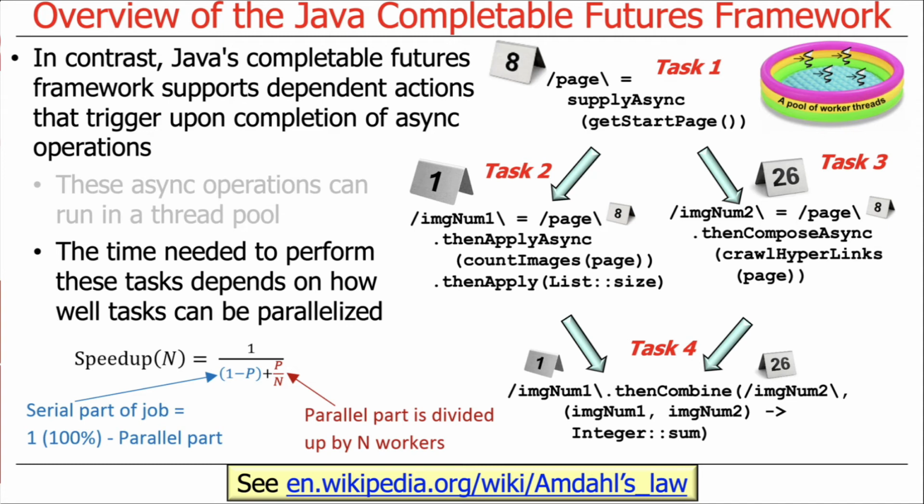Now, how long is it going to take to do these computations? Well, the time needed to perform these tasks really depends on how well the tasks can be parallelized. And this is something that's known as Amdahl's law. The speed up is basically a function of the part that you can parallelize based on how many workers and how much you can parallelize. And then you still have to add that to the part of the job that cannot be parallelized. And that gives you the speed up that you can get with respect to performance.